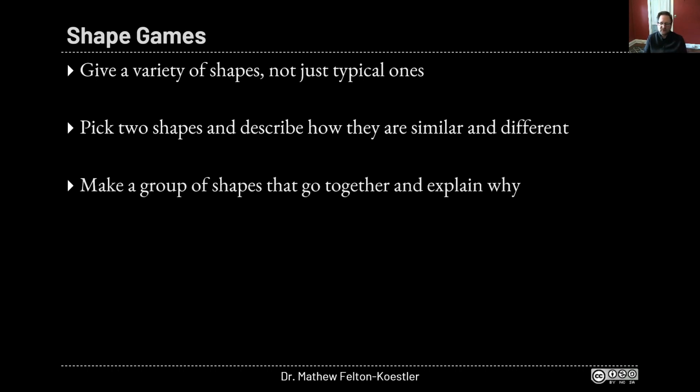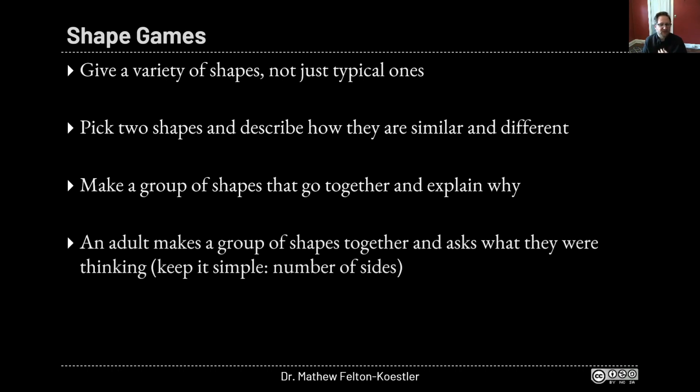You might say, here's a bunch of shapes. Why don't you pick some that you think all go together? Put them all in a pile or a group together, and let's talk about why you chose those ones. Why do they go together? Maybe the adult wants to make a group of shapes and say, what do you think I was thinking? What do you think my idea was for how to put these shapes together? You might want to keep it pretty simple, with things that kids are ready to talk about at this level, like just picking all the triangles or all the shapes with 5 sides or something like that. So they might start to notice some of those properties of shapes.